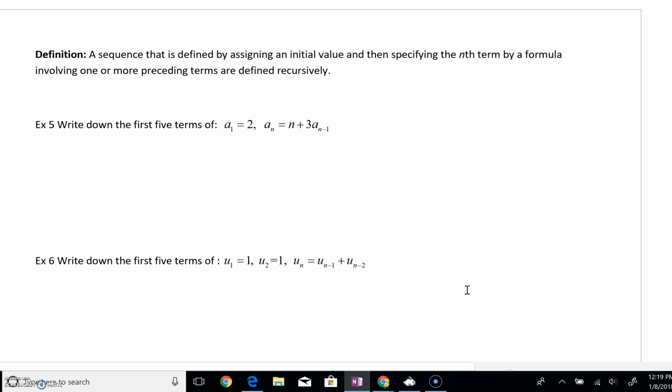Let's take a look. This is really our second learning target when we were talking about recursive sequences. Let's read this definition together. A sequence that is defined by assigning an initial value, a beginning. That's really what we have for our word initial. Initial tells us to begin right there. And then specify an nth term by a formula involving one or more preceding terms. That's what is known to be defined recursively.